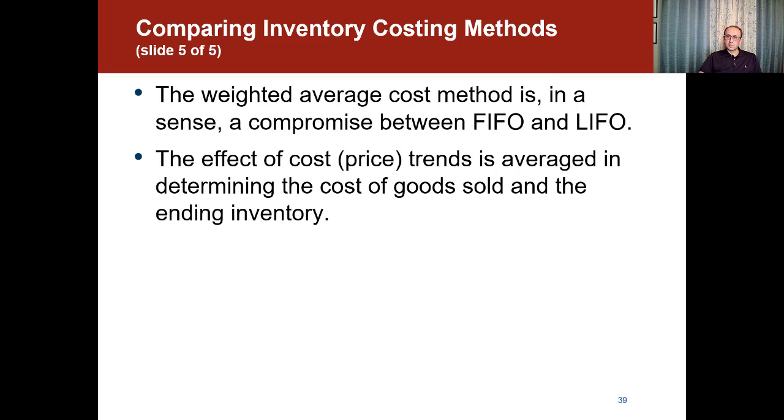The weighted average cost method, as I said before, is a compromise between FIFO and LIFO. It's always something in the middle. The effect of cost or price trends is averaged in determining the cost of goods sold and the ending inventory.